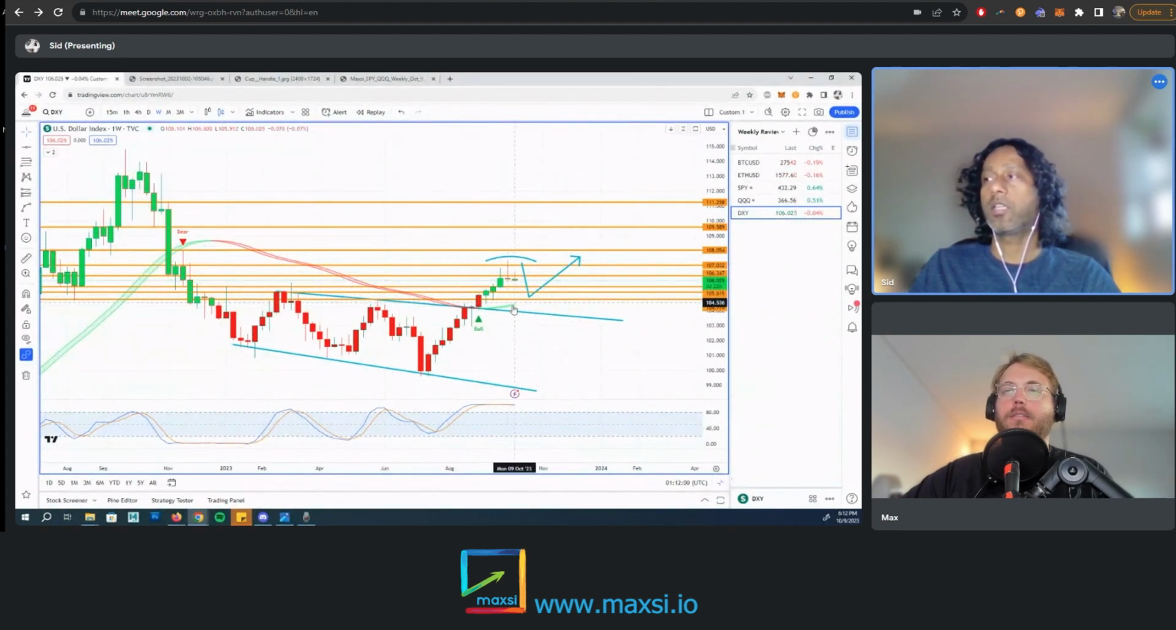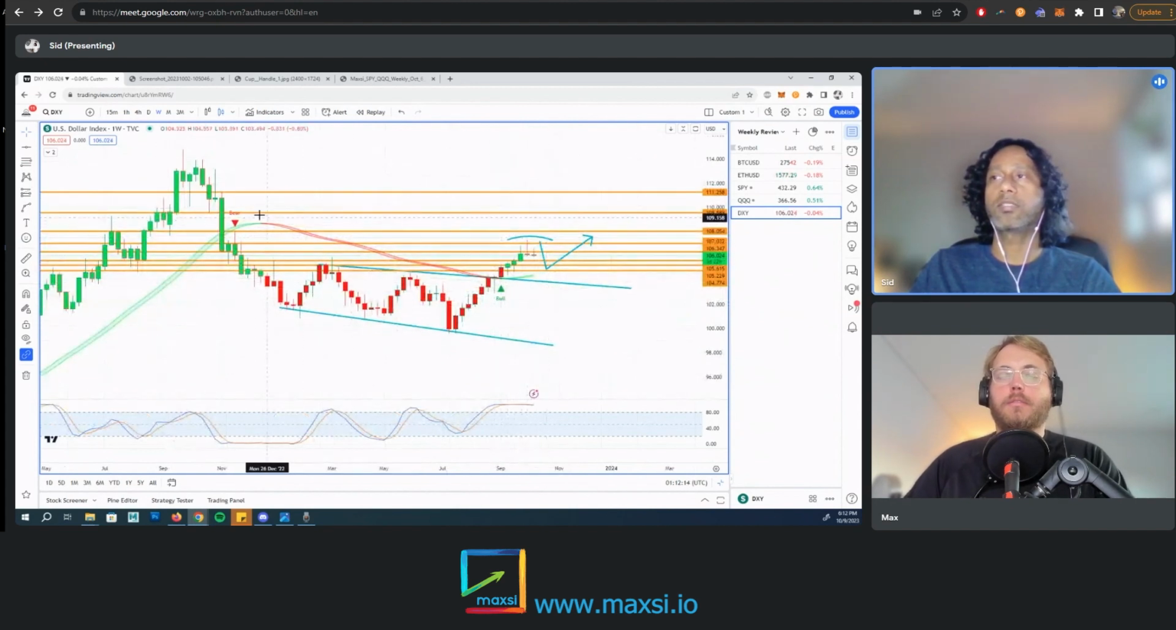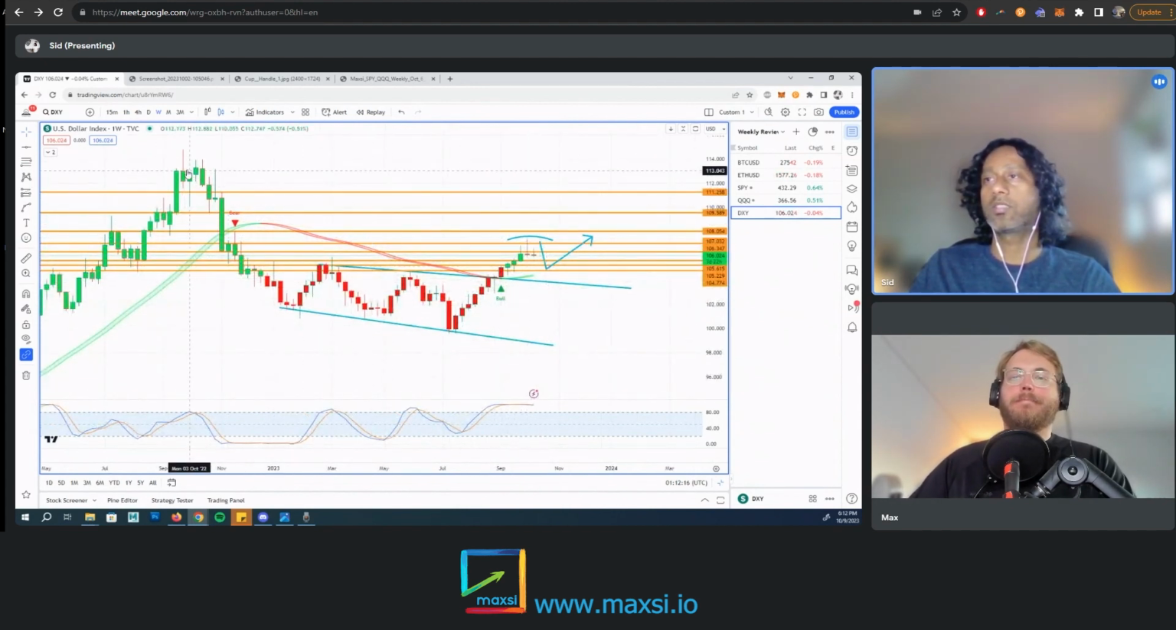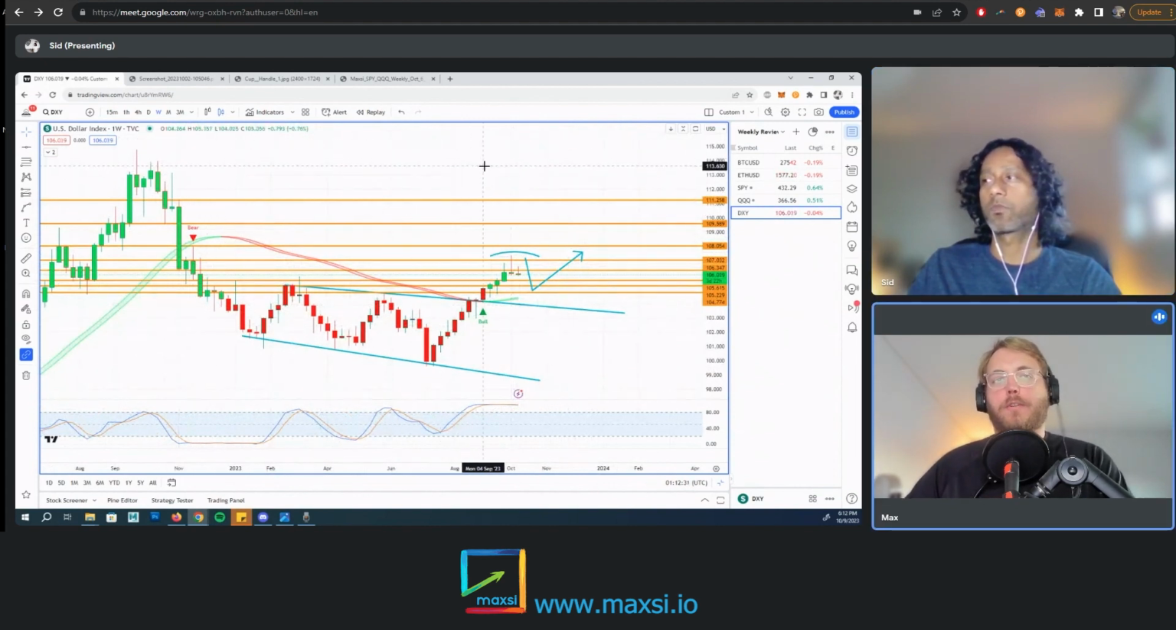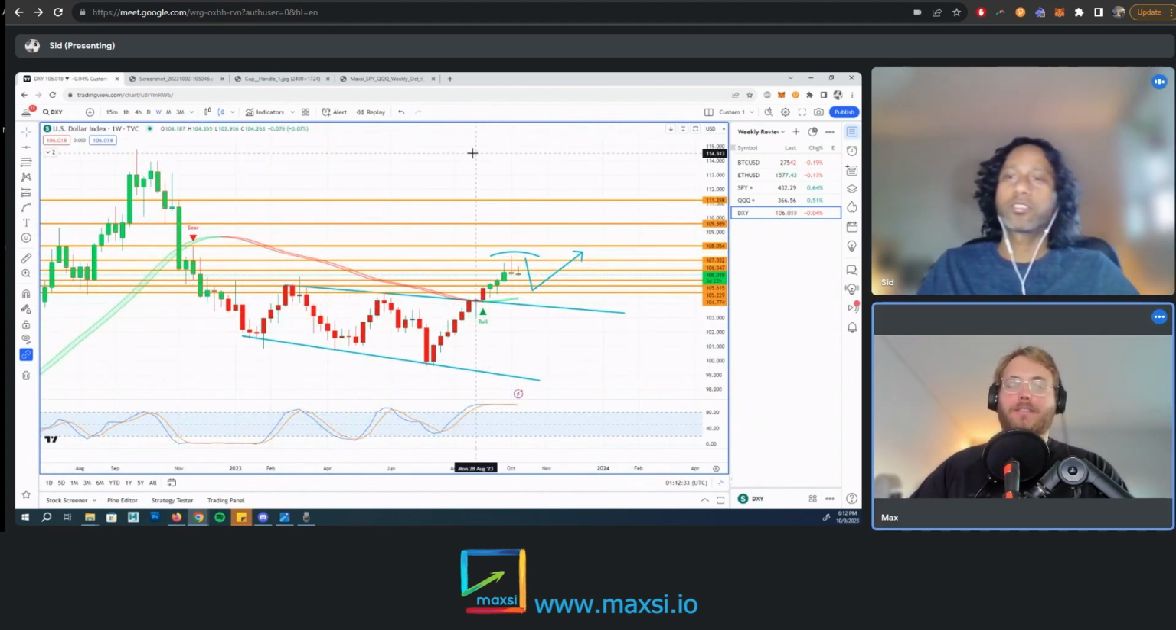Now, if it loses the strength band, and of course if it comes back into the channel, then it's clearly a deviation. And this little pump here would have just been a retest, and this would have been a lower high from the last high. That is if it loses the strength band and continues falling. That's what the market bulls are praying for, basically.